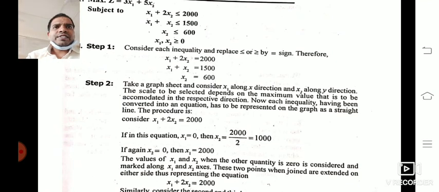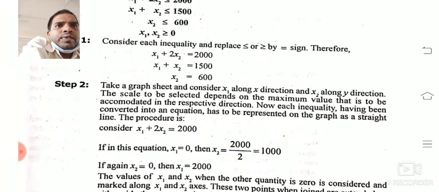Now, the first step for the graphical method is to convert the inequalities into equations by replacing the less than or equal, greater than or equal sign by the equal sign. For the constraints, x1 plus 2x2 equals 2000, x1 plus x2 equals 1500, and next x2 equals 600.